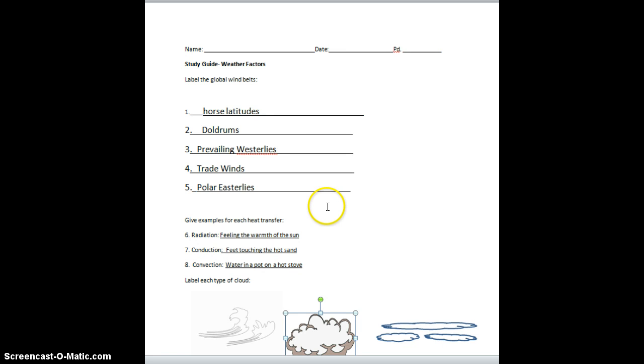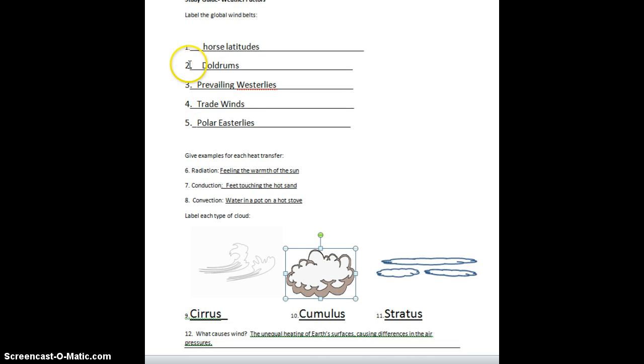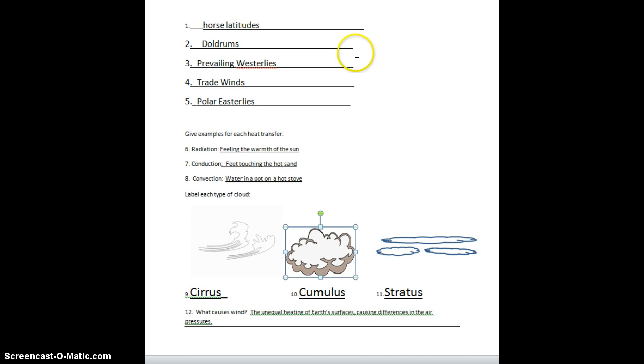Hello, today I'm going to show you how to make sure that you're successful on tomorrow's test. I'm going to go over the study guide for weather factors, starting with number one, horse latitudes. Those are the calm areas that are located at the 30-degree north and south latitudes.